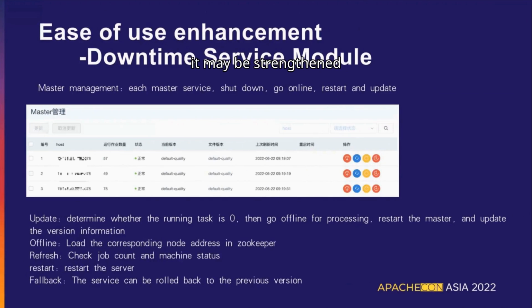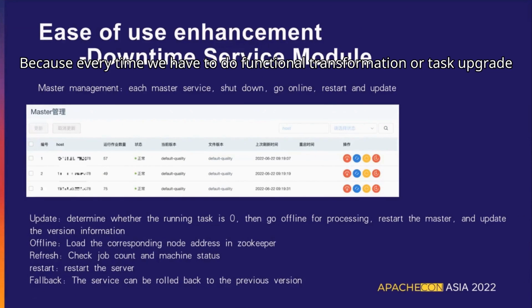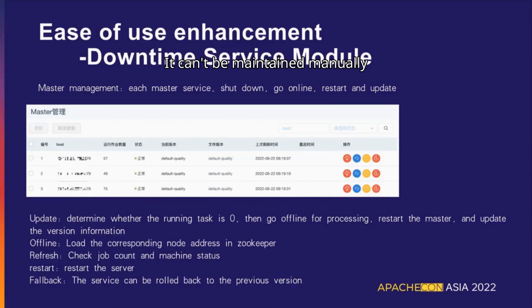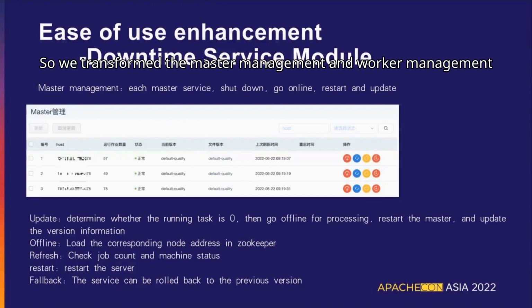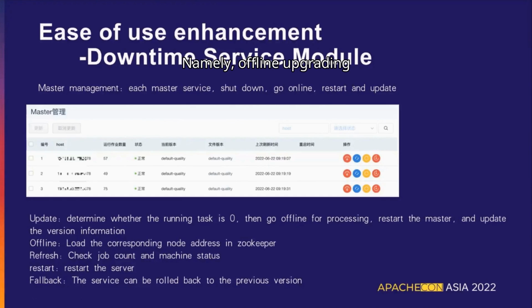And then, it may be strengthened. There's another timing offline module that regularly goes offline or online. Because we still have a lot of servers, about 80 sets. Every time we do functional transformation or task upgrade, it can't be maintained manually; a script is required to do the distribution and execution as a whole. Therefore, we consider whether we can have a unified interface to manage all these. So we transform the master management and worker management in a unified way, namely, offline upgrading.